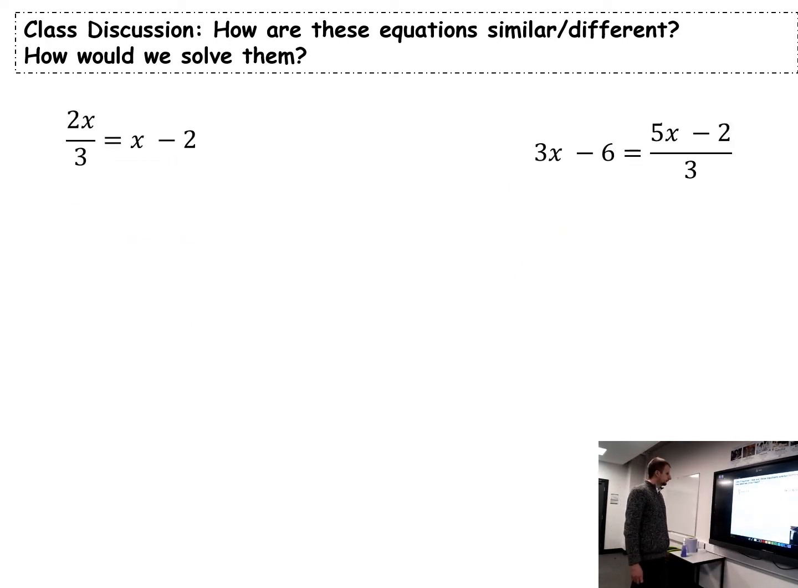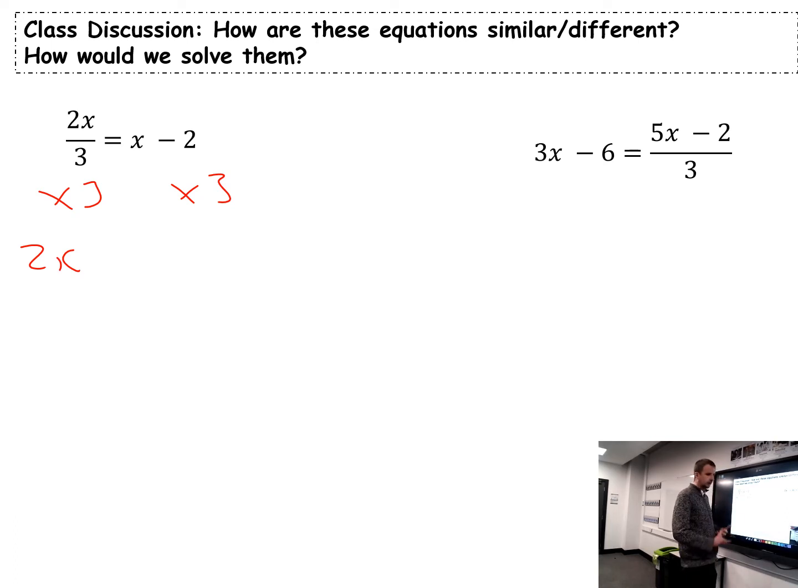Okay, so with these equations, we see some fractions here. And with fractions, we want to get rid of these denominators. So what we could do is multiply both sides by 3. So if you divide by 3, you multiply by 3. So you're doing something and you're undoing something.